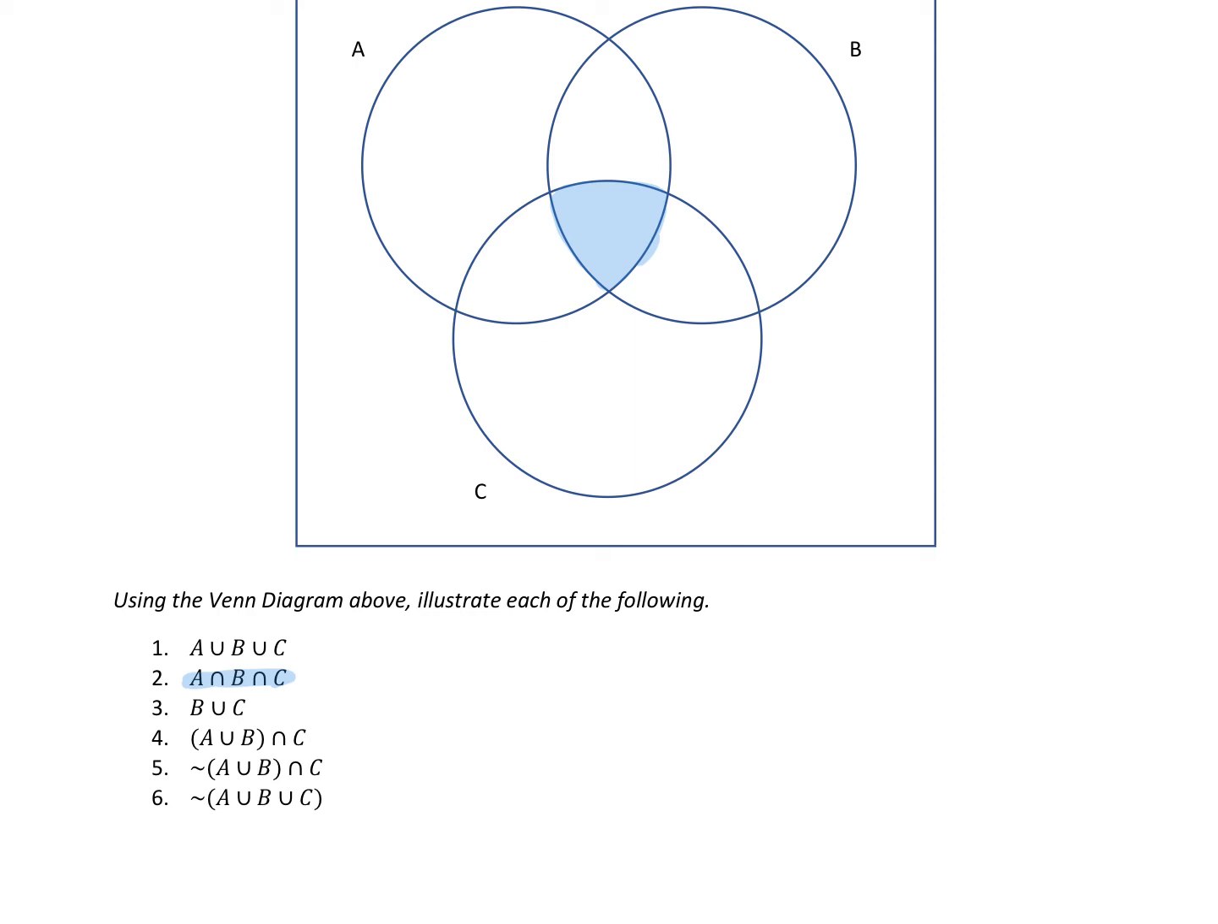And if you look, you will see that set A includes that part. Set B includes that part. And set C also includes that part. So you can see why that is what is in common among all 3 of the sets. It's that little piece there because that lies within all 3 circles.